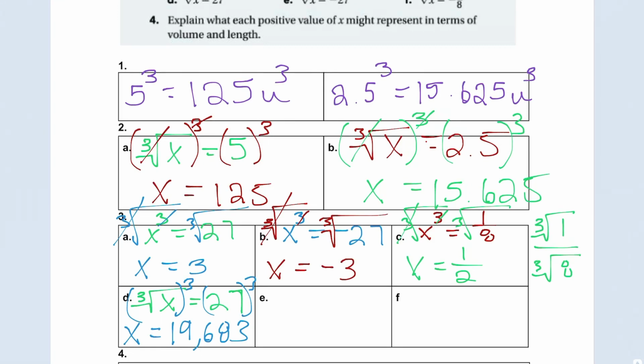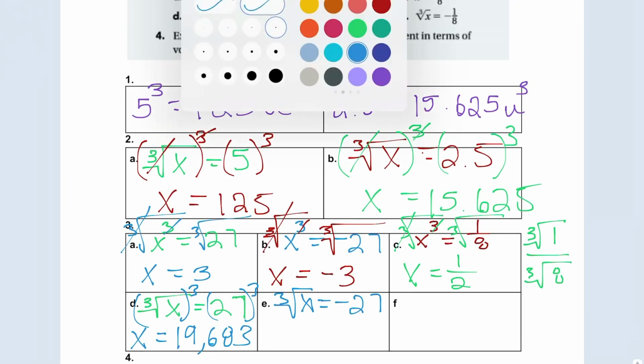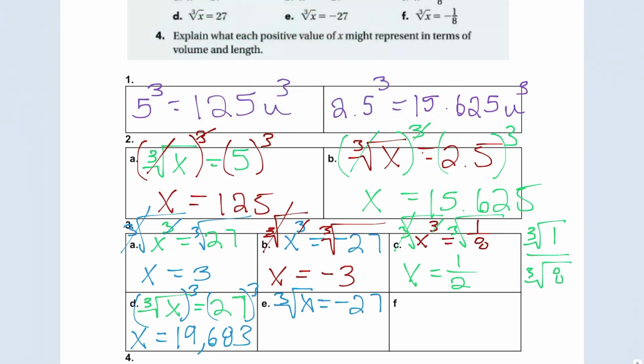Question E says, the cube root of x is equal to negative 27. So again, I'm going to take my inverse operation of both sides. I'm going to cube both sides of the equation here. So I'm left with x on the left side and then negative 27 cubed would be negative 19,683. All right, last problem.